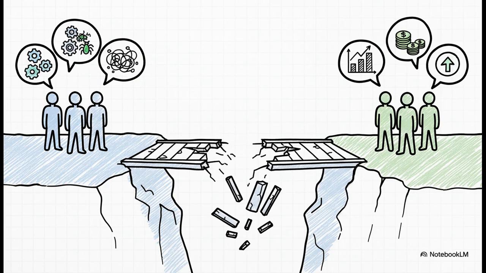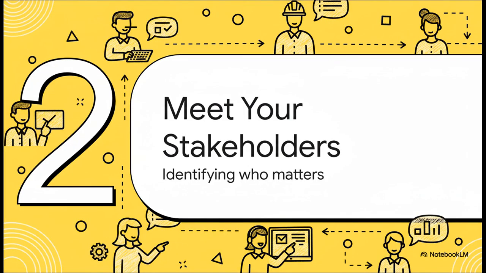Here's the secret. This isn't a technical problem. It's a communication problem. The real issue isn't the number of bugs you're finding. It's the massive disconnect between what your team is doing every day and what your stakeholders think is happening. That gap, well, that's where projects go to die. So, to fix this communication breakdown, we've got to start by figuring out who we're even talking to. So let's meet your stakeholders.